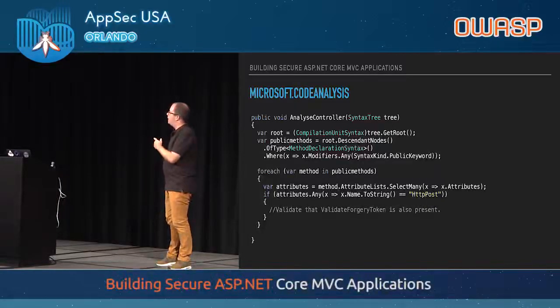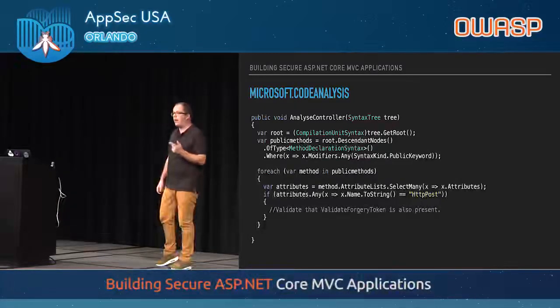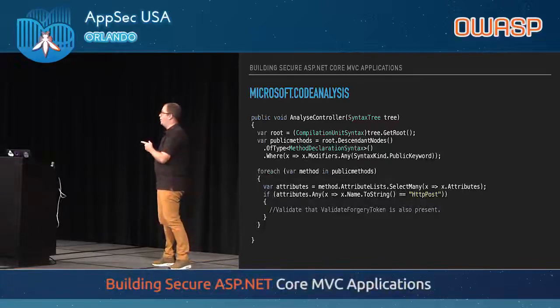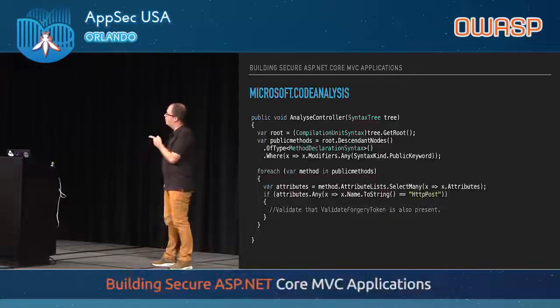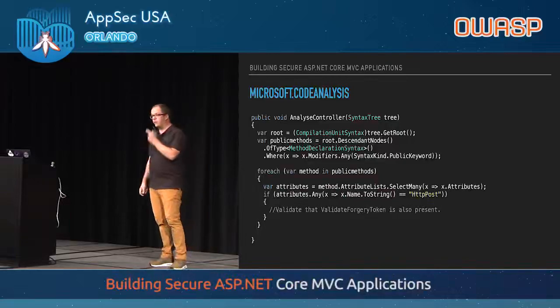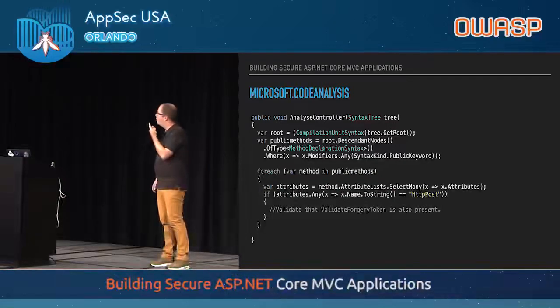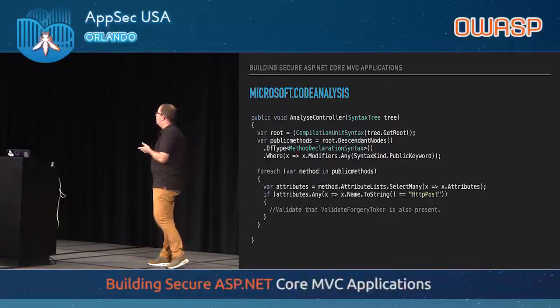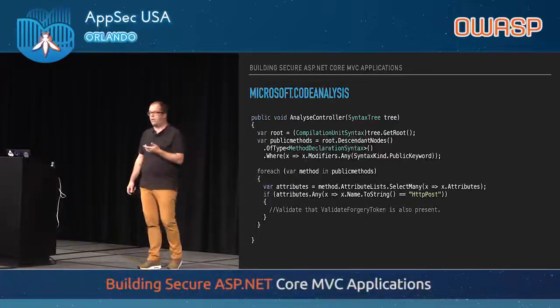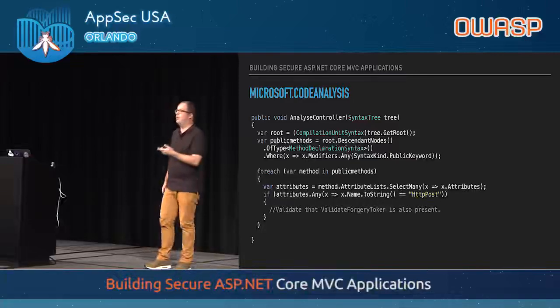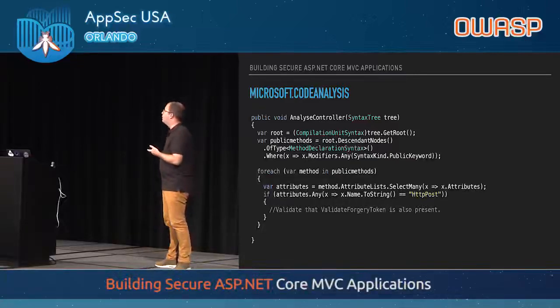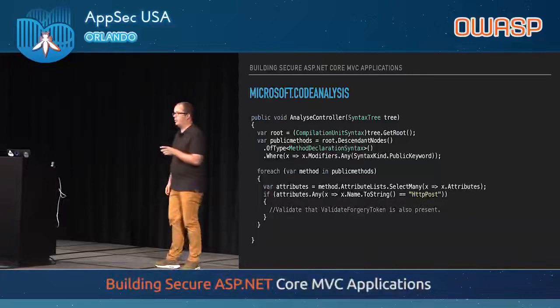But we can still iterate over, let's say, every controller inside my solution, and that's what I'm doing in the demo app, and then create a syntax tree from that controller class. And you can easily say, okay, give me back all the public methods of this syntax tree of this controller class. And then go over the attribute list and see if there's an HTTP post. And if there's an HTTP post attribute defined on that method, I want to make sure that the validate forgery token attribute is also present, right?